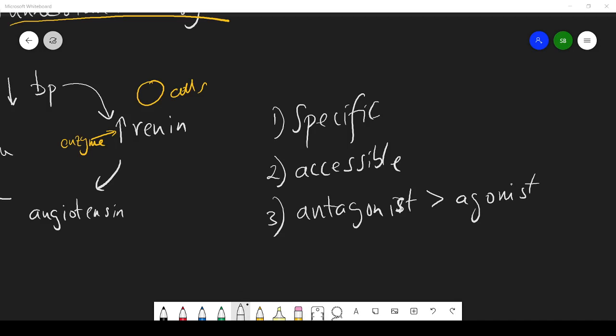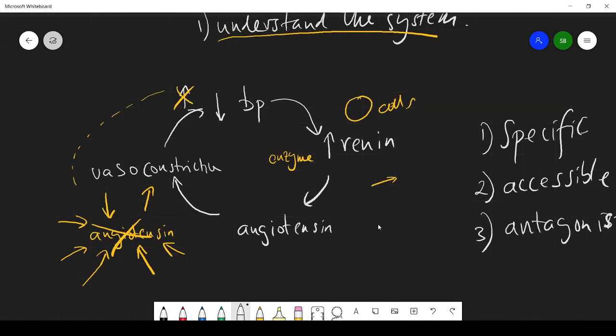So then the art of choosing a drug target is all down to understanding the system and choosing something in the system where if you knock it out or increase it in some way, you restore the problem that you're trying to solve.